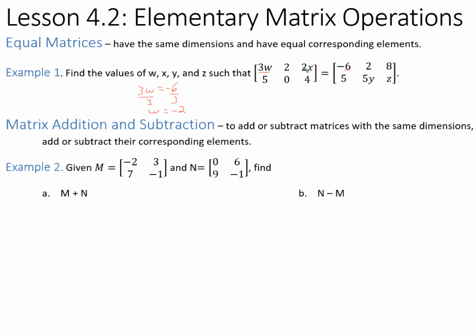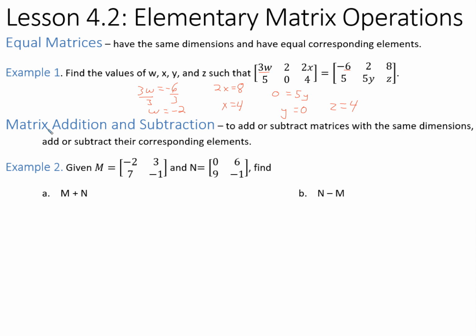2 equals 2. First row, third column equals first row, third column, so 2x equals 8. So obviously x has to equal 4. Going through, 5 equals 5, 0 equals 5y, which then y definitely has to equal 0. And lastly, 4 has to equal z, so we can just write z equals 4. So we found the values of W, X, Y, and Z because the matrices are equal, so all corresponding parts are equal.